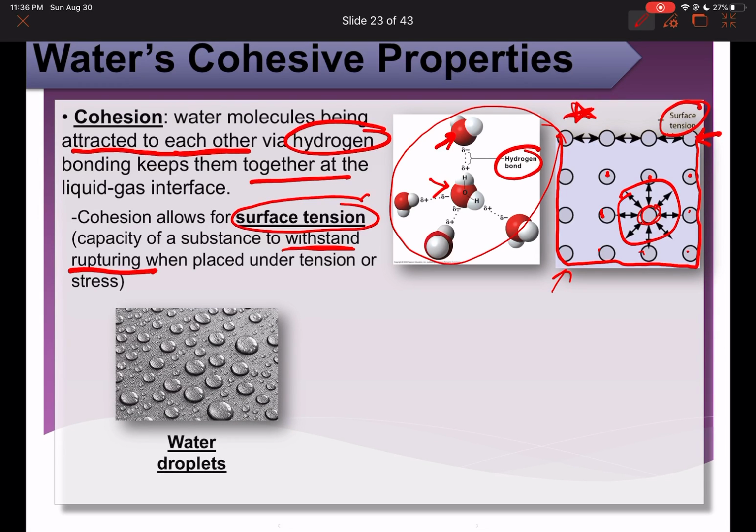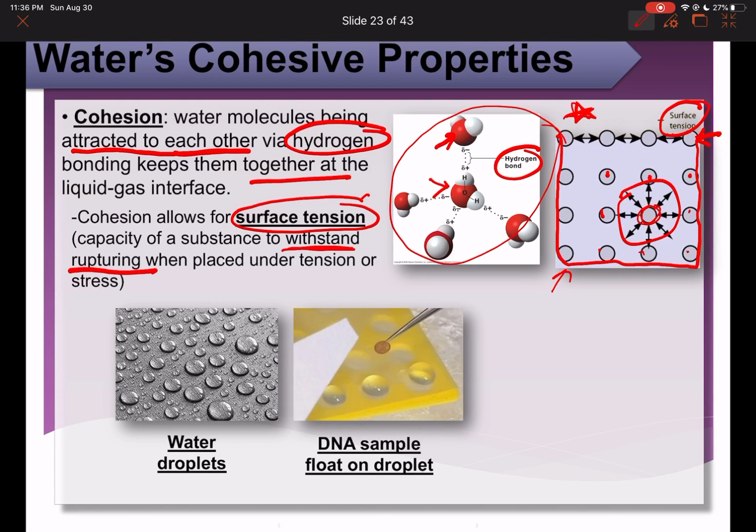And that's why when we look at the surface of our cars after the rain, we see some water droplets on top of the metal. It is because a small amount of water will be attracted to each other to form these little droplets. The same surface tension can be utilized to allow a DNA sample to float on top of a water droplet so that the DNA sticks on the sample reading surface, such as right here.